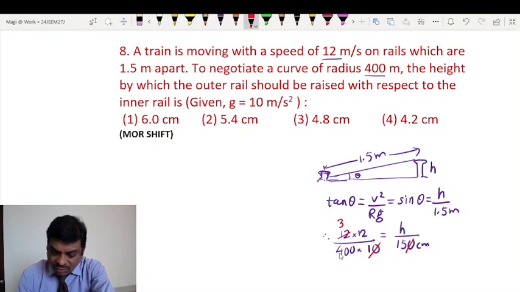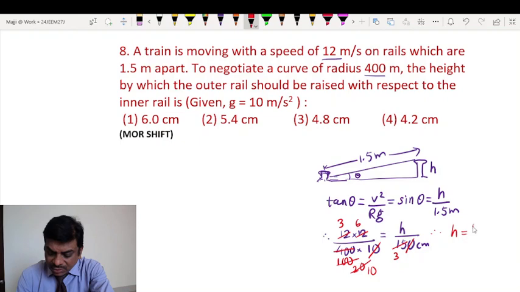4 3s are 12, 4 1s are 4, so 100. Then you have again 5 3s are 15, 5 4s are 20. Then again 2 1s are 2, 2 3s are 6. So we have 3 3s are 9, 9 6s are 54 by 10. So 54 by 10, that is 5.4 cm. So this is the correct answer.